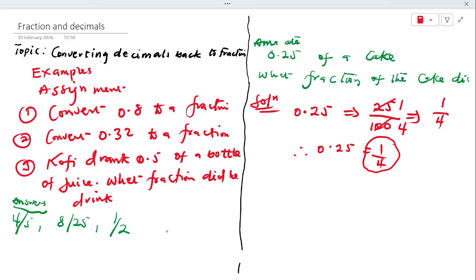So today you did an excellent work. And if you understood this lesson, give this video a thumbs up and practice more examples at home. In our next lesson, we will continue building our skills with decimals and fractions.